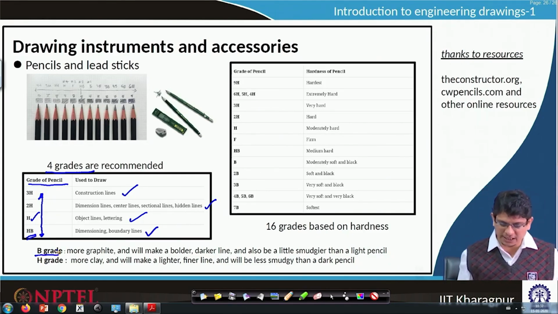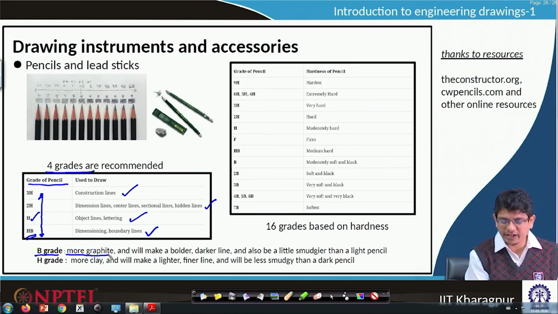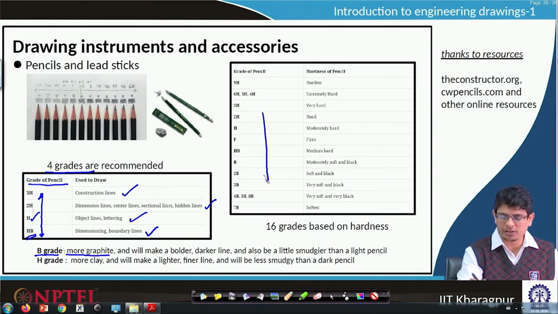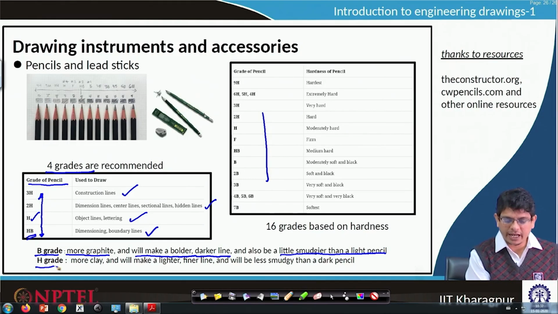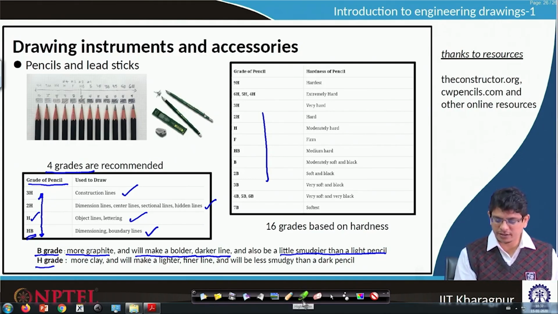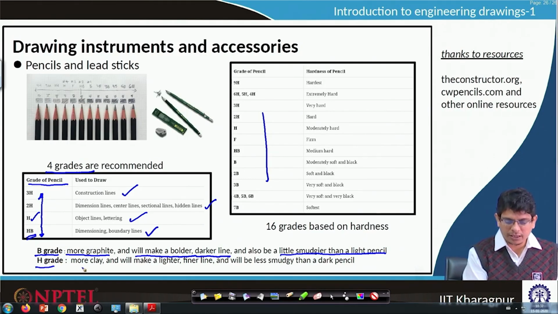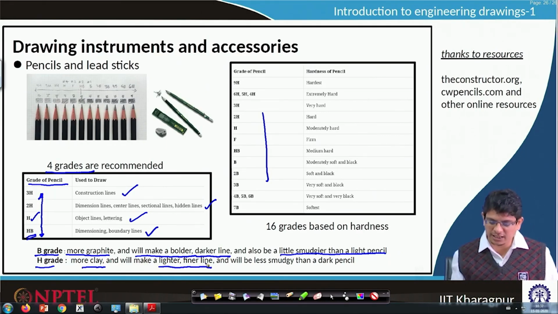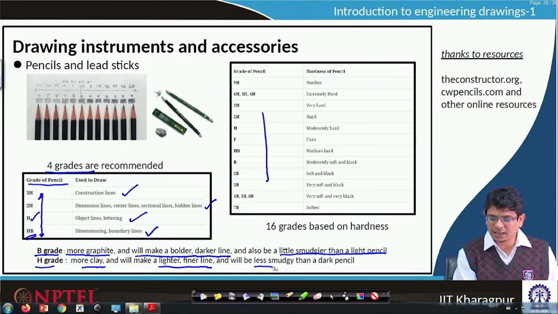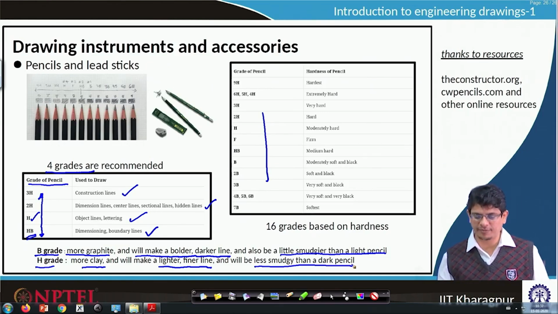Overall, B grade pencils contain more graphite. If we are looking at the table, B always contains more graphite and makes bolder and darker lines, and these lines are a little smudgier than a light pencil. Whereas, an H grade pencil contains more clay, so lighter and finer lines can be drawn, and it is less smudgy than a dark pencil.